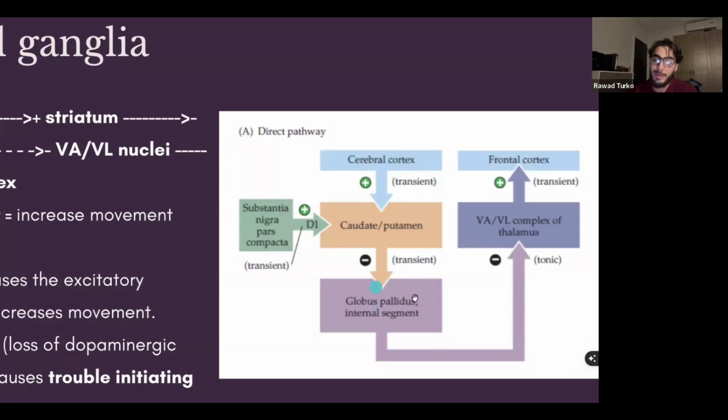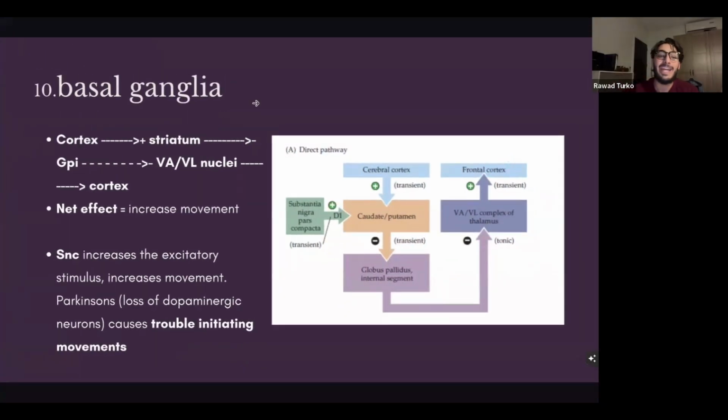Now, the globus pallidus internus normally would inhibit these nuclei of the ventral anterior and ventral lateral complex of the thalamus, again using GABA. But if it's being inhibited by the striatum, then you would have disinhibition. Does that make sense? Disinhibition of the VA and VL complex of the thalamus, which frees it to go ahead and activate the frontal cortex again to do that movement. So this is the direct pathway. This is where you're trying to increase movement.